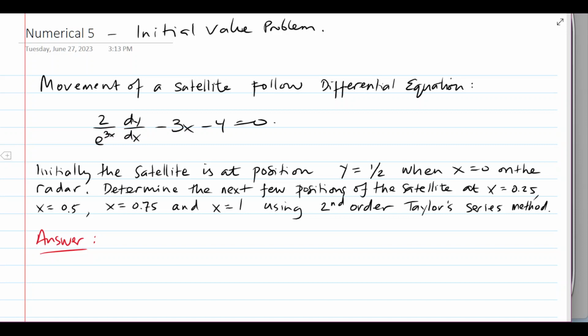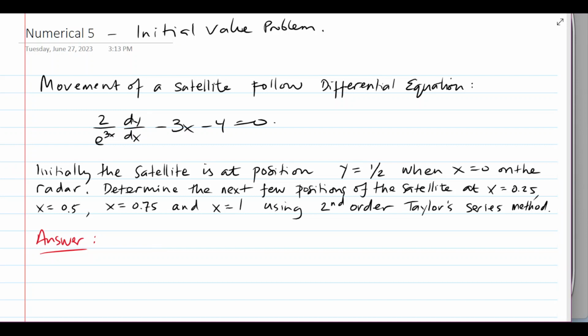The movement of a satellite follows the differential equation 2 over e to the power of 3x times dy/dx equals 3x plus 4. Initially, the satellite is at position y equals half when x equals 0 on the radar. Determine the next few positions of the satellite at x equals 0.25, x equals 0.5, x equals 0.75, and x equals 1 using the second order Taylor series method.